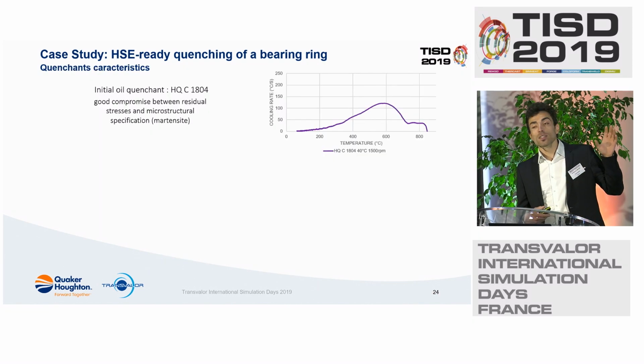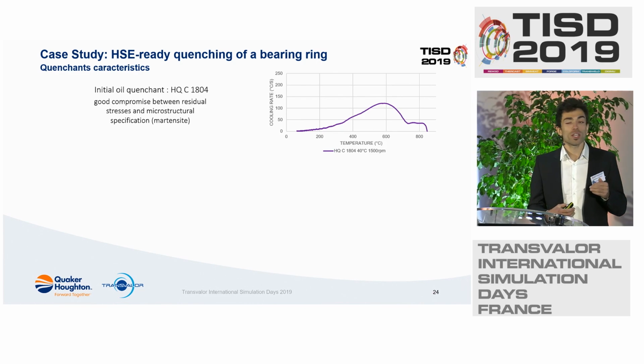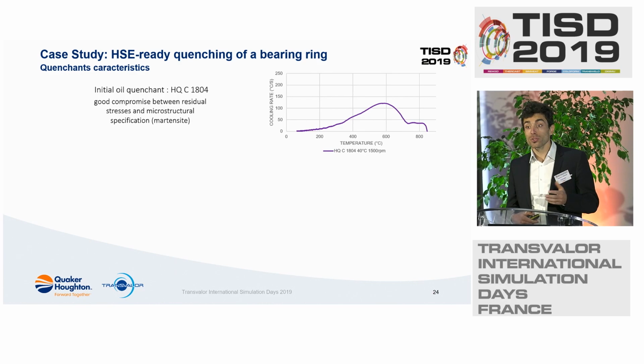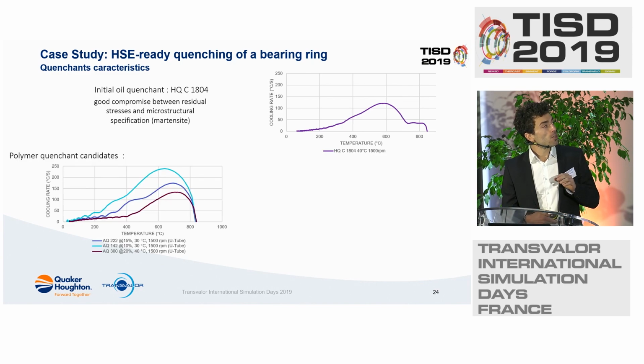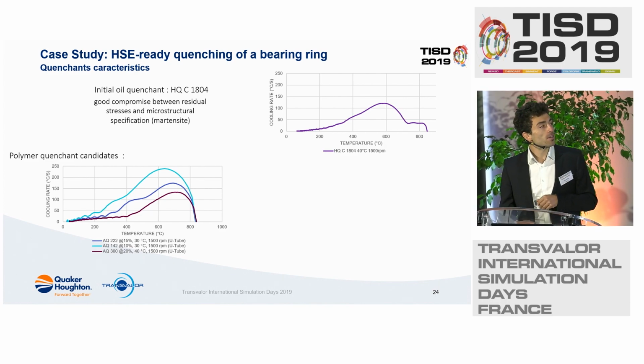So let's consider a classic commercial oil from Quaker Houghton, which is the Octoquench C1804, and which is used by Quaker Houghton customers for bearing rings, for example. So we have such severity curves, and we will compare this severity curve with 3 polymer quenchant candidates. So here we consider the 3 here.